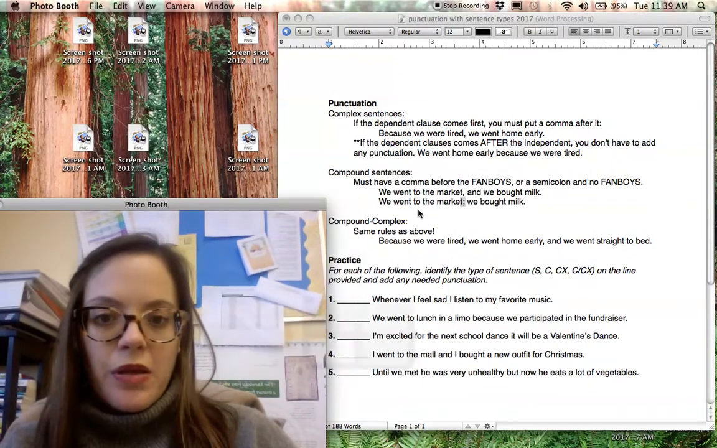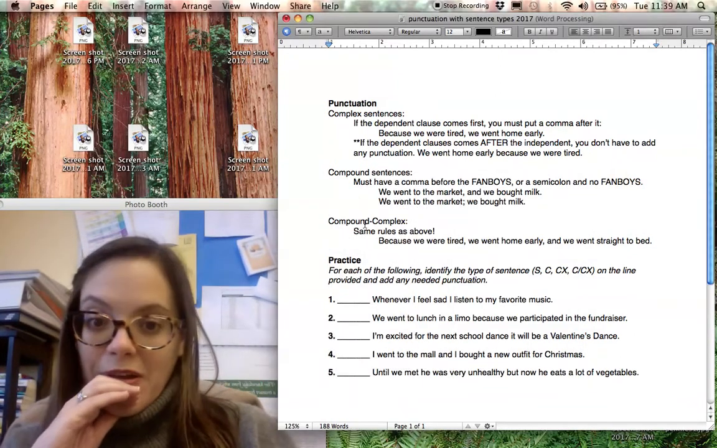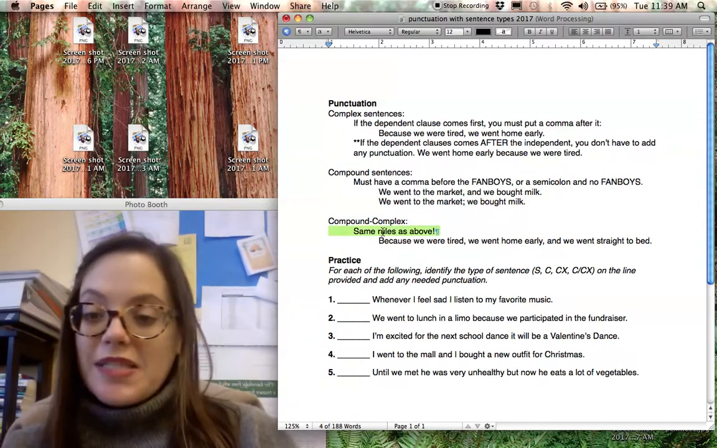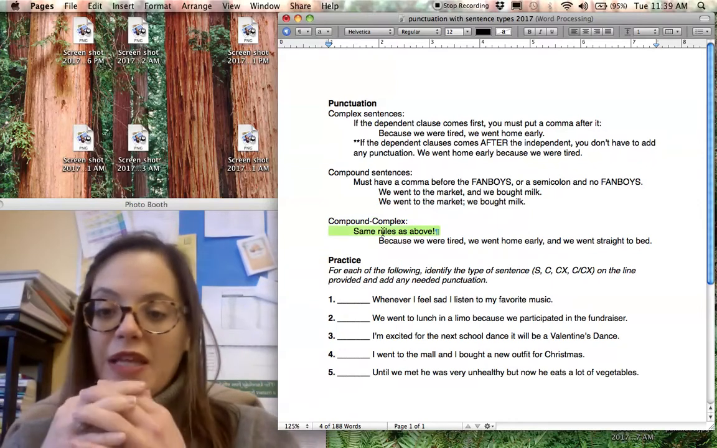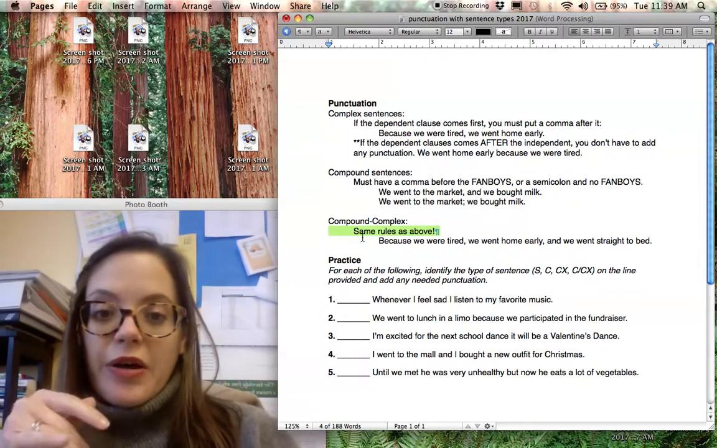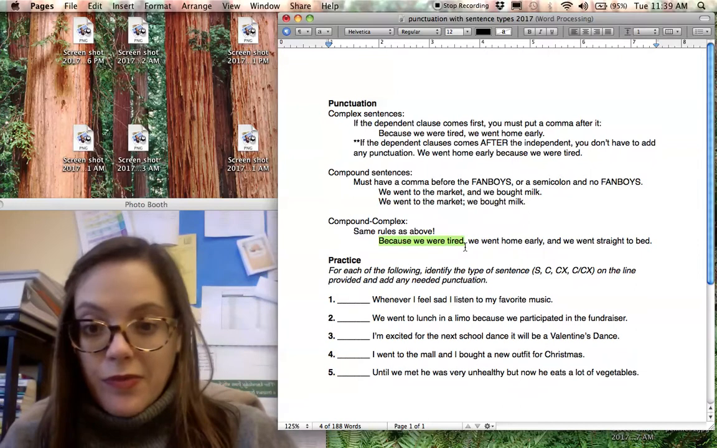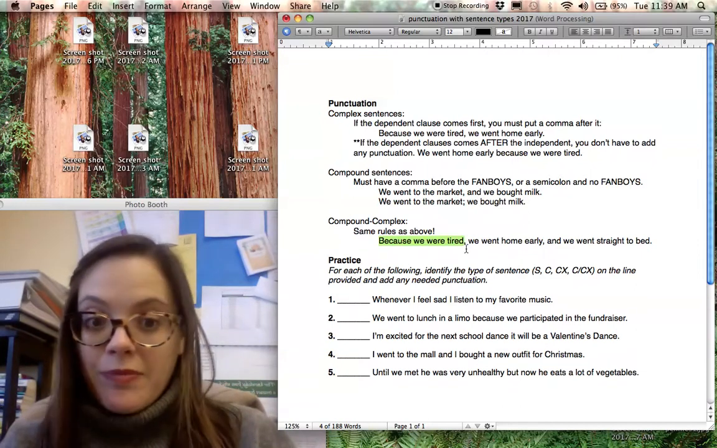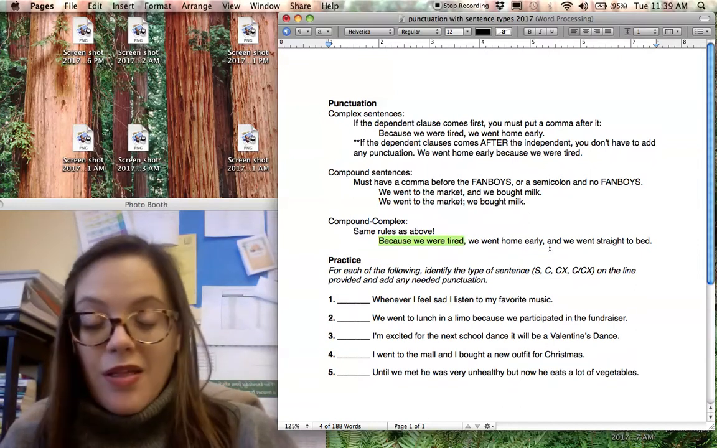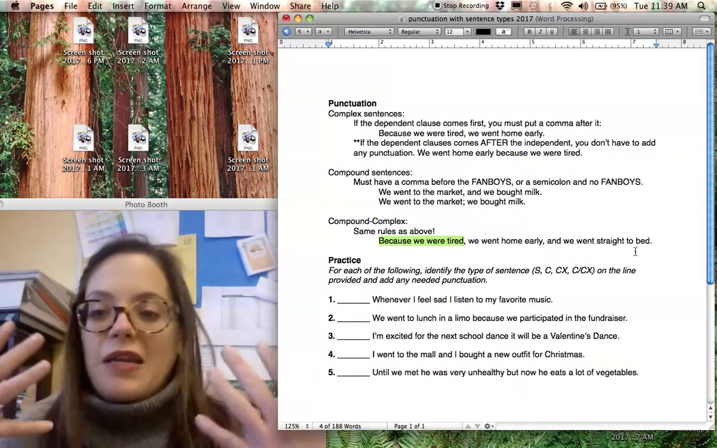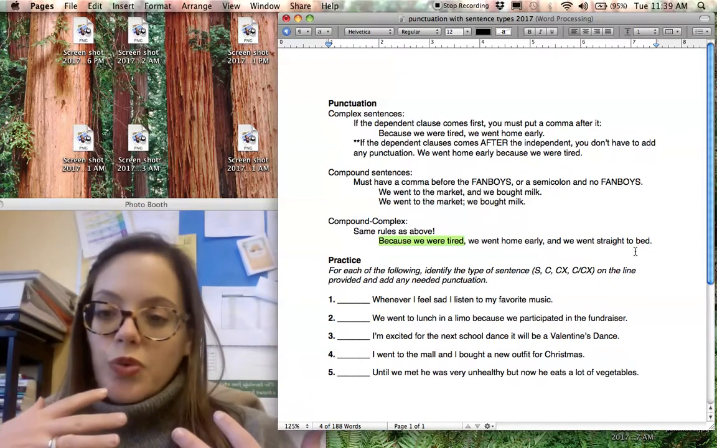punctuation. All right, so last one, compound complex. Okay, we use the same rules as above, but this time we're kind of putting them together. All right, so if I start with a dependent clause, I put a comma after it. Okay, because we were tired, comma. We went home early, and then I got a comma fanboys, we went straight to bed. So you just combine all of those rules together.